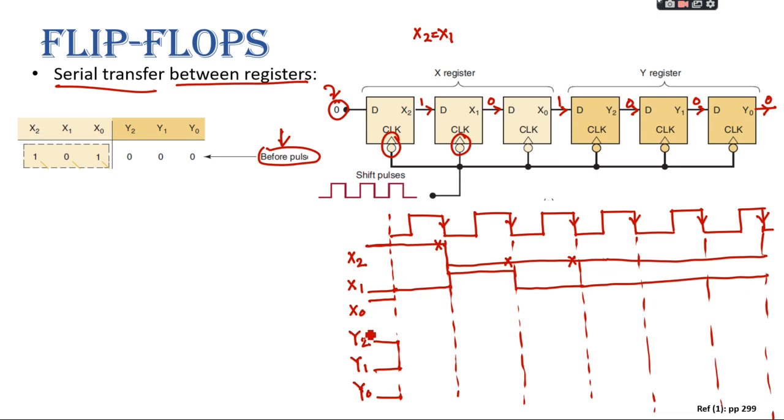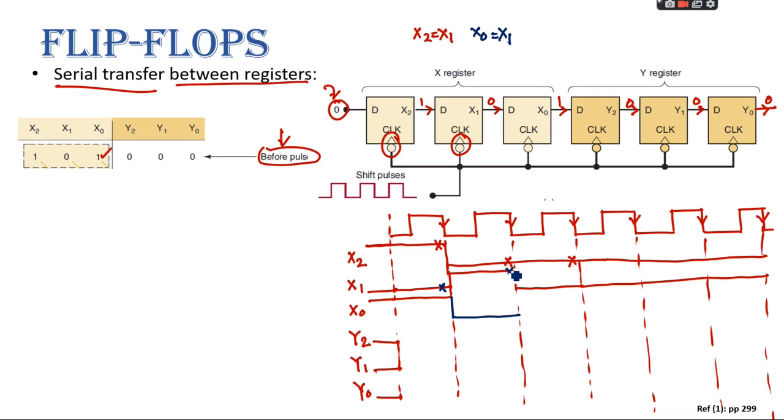Now x0 was previously 1, so it will continue to be 1 until it gets the first negative edge trigger. So whenever it gets the first negative edge, just before the negative edge, for x0, what is the input of x0? X1, right? Yes, sir. So just before the negative edge, what is the value of x1? 0, sir. So it will switch to 0 and continue to be 0 until it gets the next negative edge.